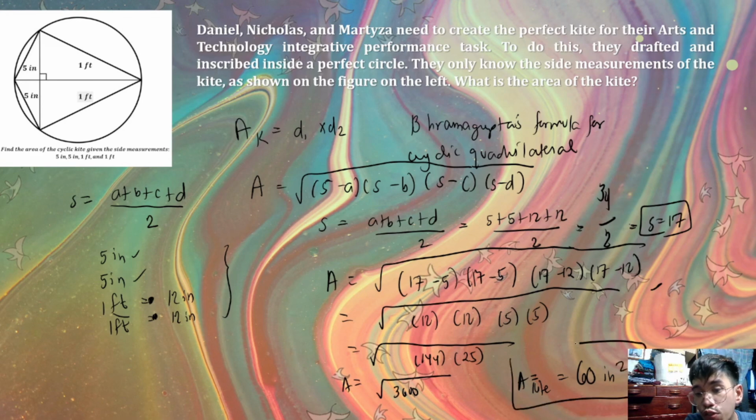And we didn't have to find the area by finding the diagonals. We can do that, but it would take us some time to find the first diagonal and the second diagonal. So we use the shortcut by using Brahmagupta's formula for cyclic quadrilaterals. And that's how we solve this problem.